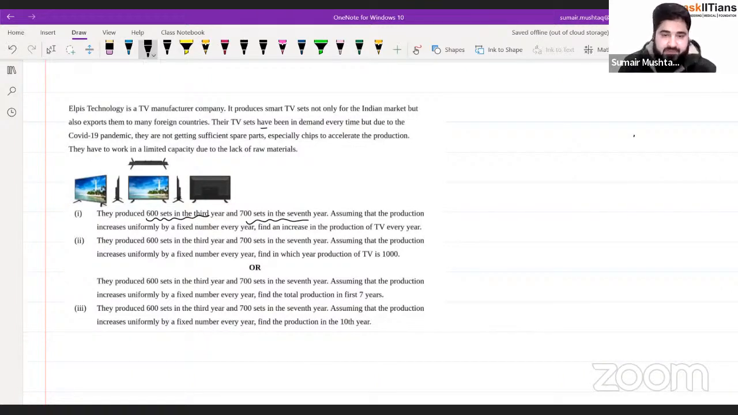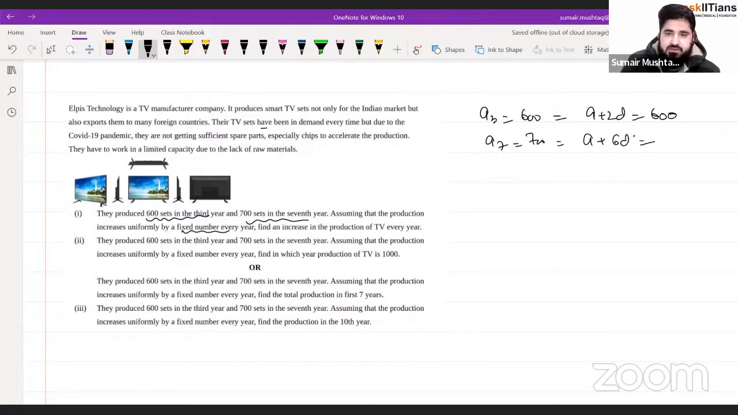See, it is increasing by a fixed amount every time. So can you tell me which concept I have to use here? Yes, AP. In the third year, that means A3 is equal to 600, that is A plus 2D is equal to 600. And A7 is equal to 700, that means A plus 6D is equal to 700, isn't it? Now you can find the value of A by equating these two. Subtract these two, you will get 4D is equal to 100 and D is equal to 25.